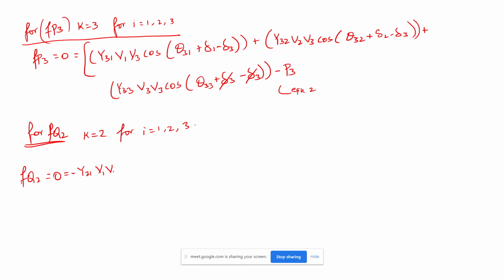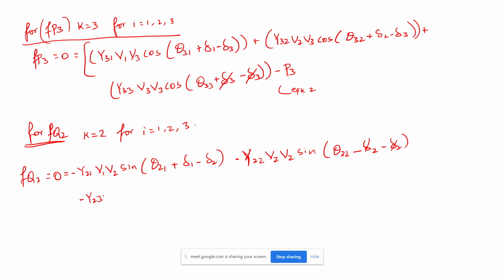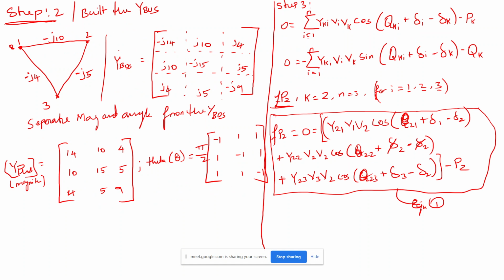Minus y21 v1 v2 sin theta 21 plus delta 1 minus delta 2, minus y22 v2 v2 sin theta 22 minus del 2 minus del 2, and this will be cancelled because both are minus, and then minus y23 v3 v2 sin theta 23 plus del 3 minus del 2 minus q2. So this is from equation, this q.